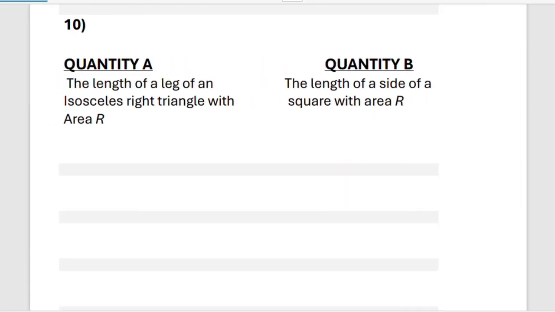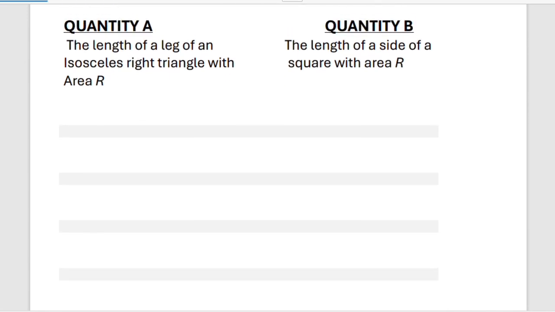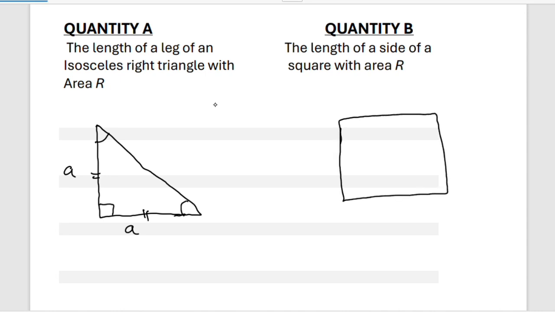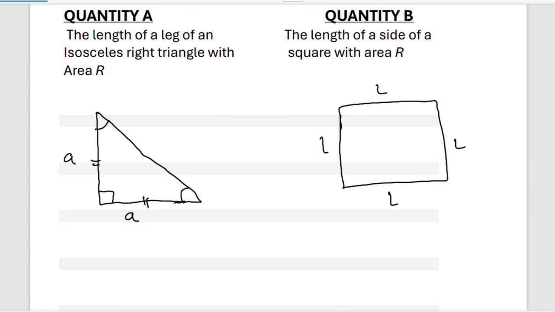Quantity B is bigger. For this next question, quantity A is the length of a leg of an isosceles right triangle with area R, and quantity B is the length of a side of a square with area R. So an isosceles right triangle means it has a 90 degree angle here, and these sides are equal. And what that means is that this angle and this angle are equal. So if this is A, this is going to be A, and the area of this is R. And for quantity B, this is a square. We can call this side L, and the area is R. So let's find the area of these two. We know the area is going to be R.